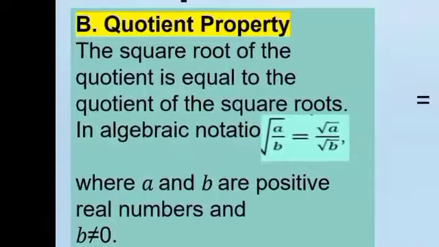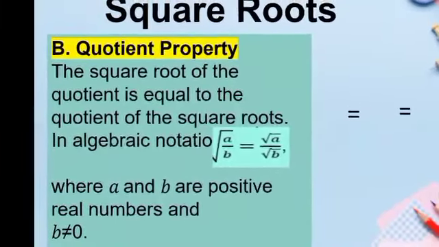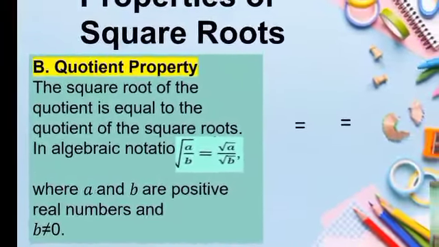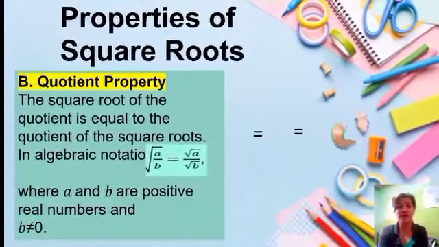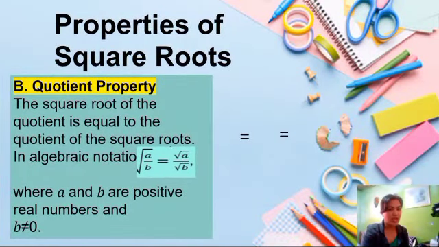Quotient property. The square root of a quotient is equal to the quotient of the square roots. In algebraic notation, the square root of A divided by B is also equal to the square root of A divided by the square root of B, where A and B are positive real numbers and B should not be equal to 0, because any fraction divided by 0 is undefined.